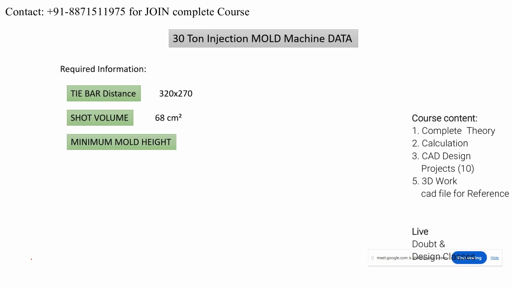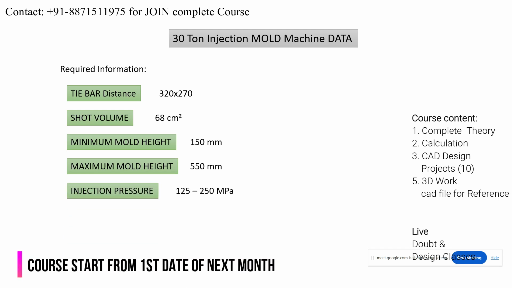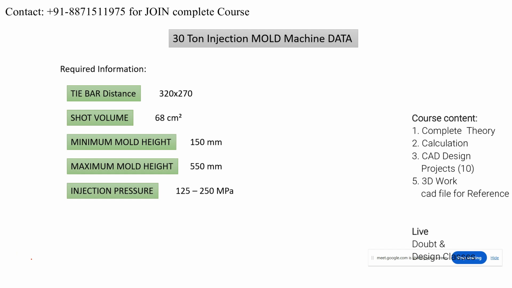Is it clear? Minimum mold height and maximum mold height: this data we get from the machine catalog, which is 150 mm minimum for the 30-ton machine, and the maximum mold height will be 550 mm. Is it clear? And injection pressure, which is the maximum injection pressure that can be provided by the injection machine. Basically it can vary depending upon the component volume.